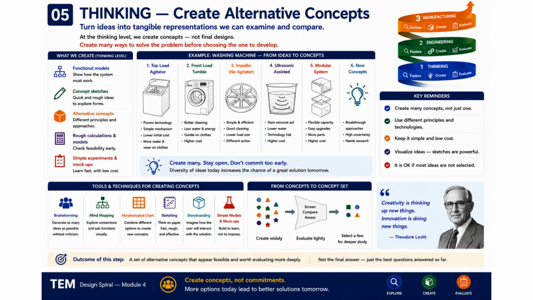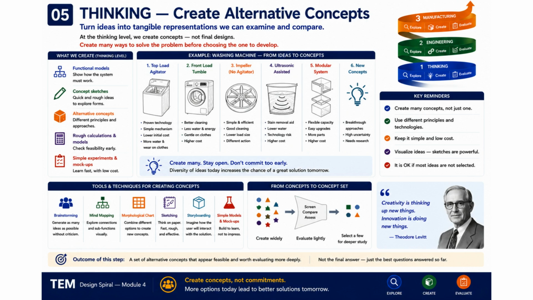So at the thinking level, explore broadly first, compare carefully later, and only then commit engineering resources to the most promising concepts. After exploring the problem and identifying many possible directions, we move to create at the thinking level. But notice what create means here. We are not yet creating the final product, and we are not doing detailed engineering design. We are creating alternative concepts that allow us to think, communicate, and compare possible solutions.